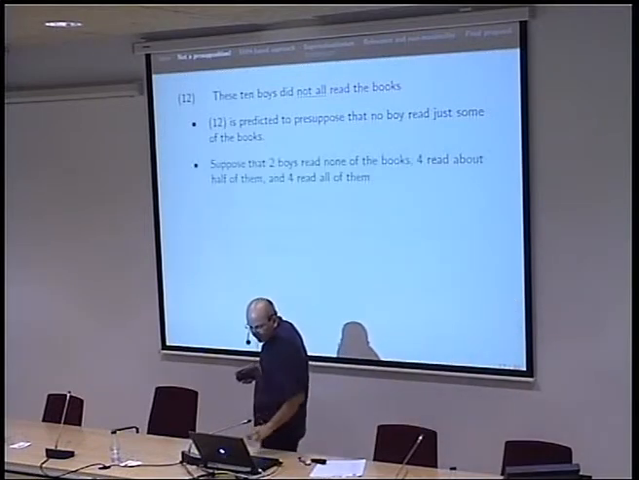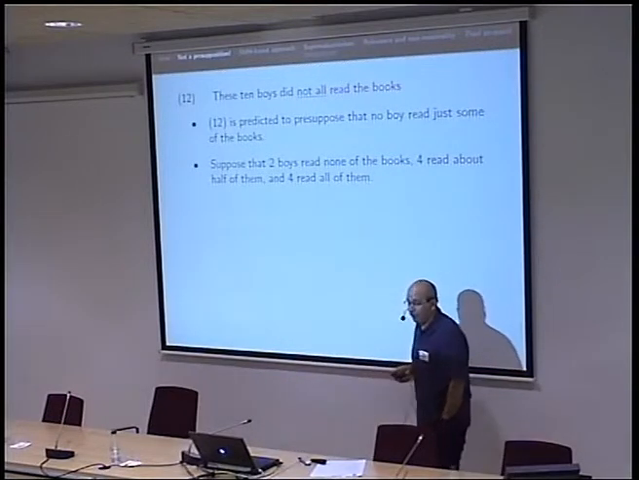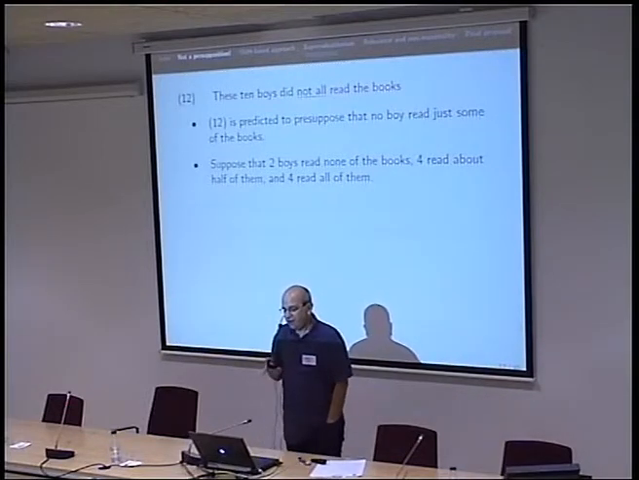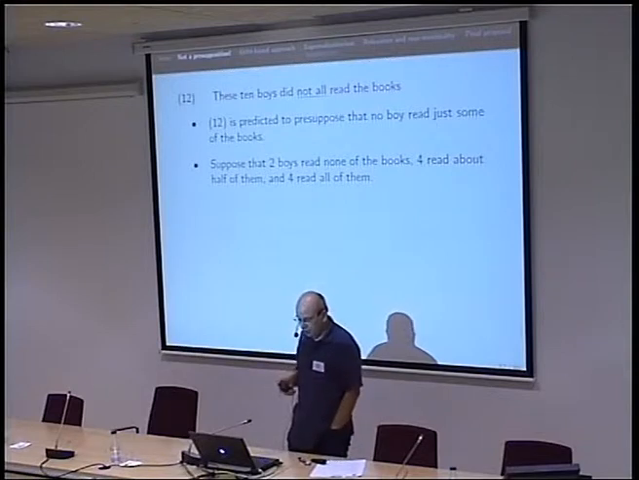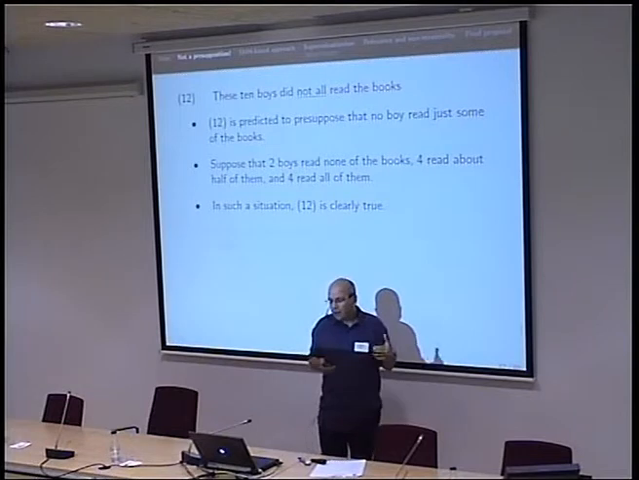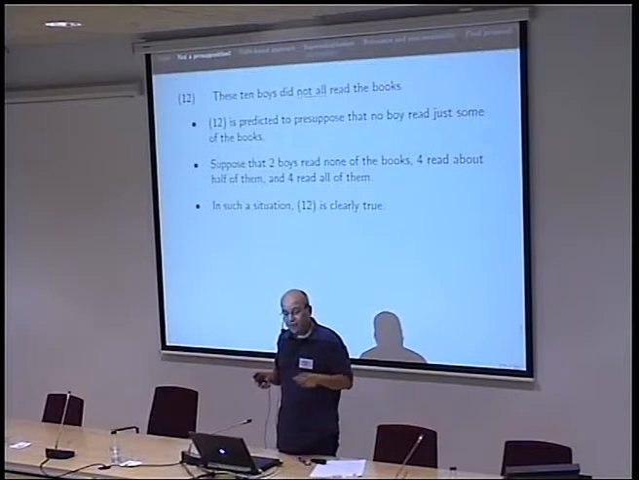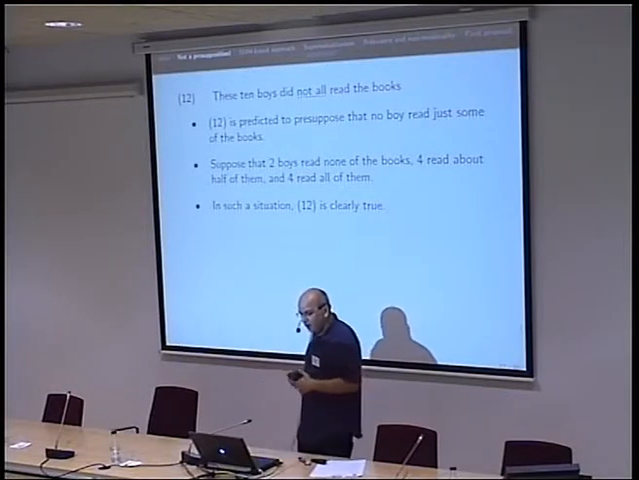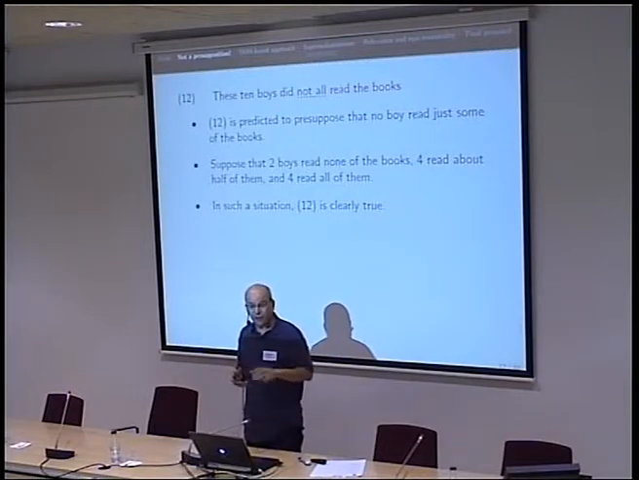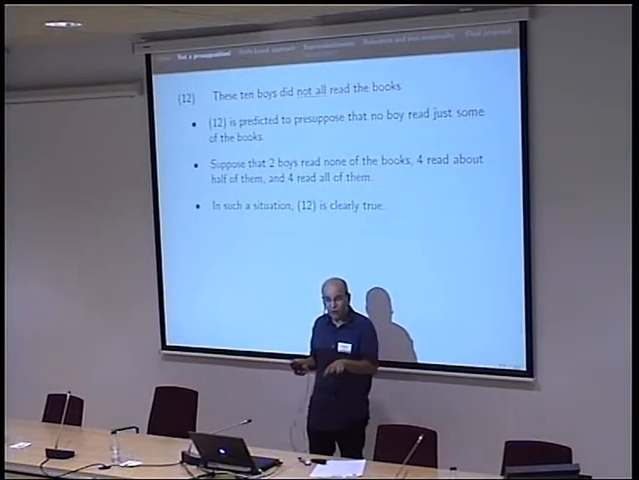Now, suppose that 2 boys read none of the books, 4 read about half of them, and 4 read all of them. That's a scenario that does not satisfy the predicted universal presupposition. My point is that in such a scenario, if that is what you know, 12 is not infelicitous. If that situation is considered to be possible, 12 is not infelicitous. And furthermore, in such a situation, 12 is clearly true, right? Because as soon as you find one boy who read no books, 12 is true.